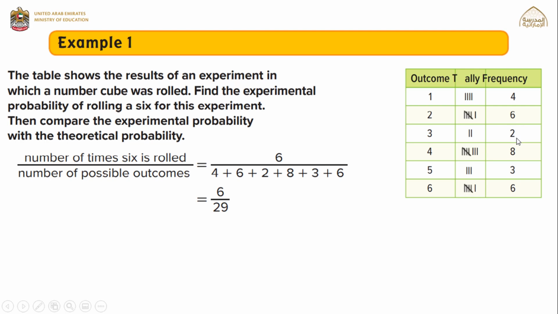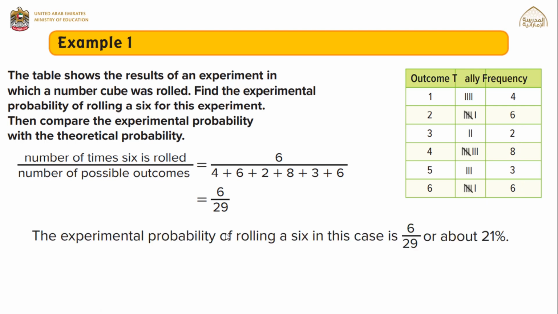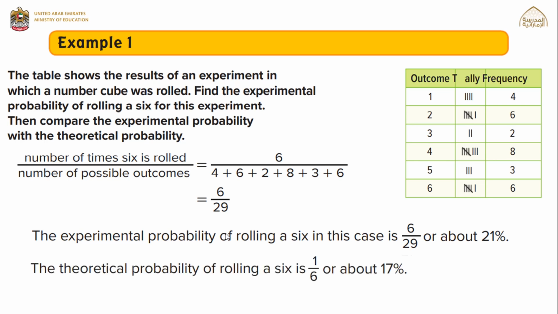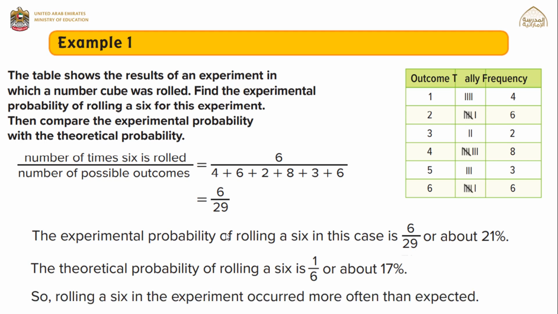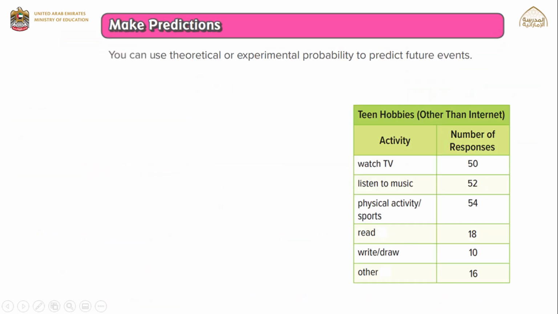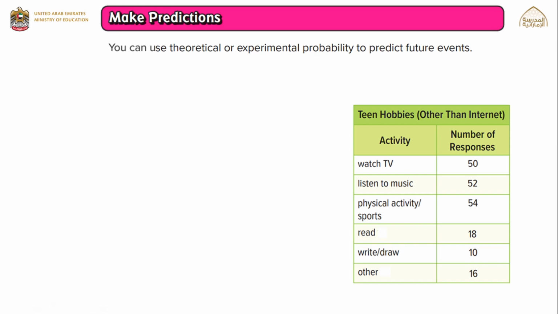4 plus 6 plus 2 plus 8 plus 3 plus 6 is 29. The experimental probability of rolling 6 in this case is 6 divided by 29, or about 21%. The theoretical probability of rolling a 6 is 1 over 6, or about 17%. So rolling a 6 in the experiment occurred more often than expected. Make predictions. You can use theoretical or experimental probability to predict future events.